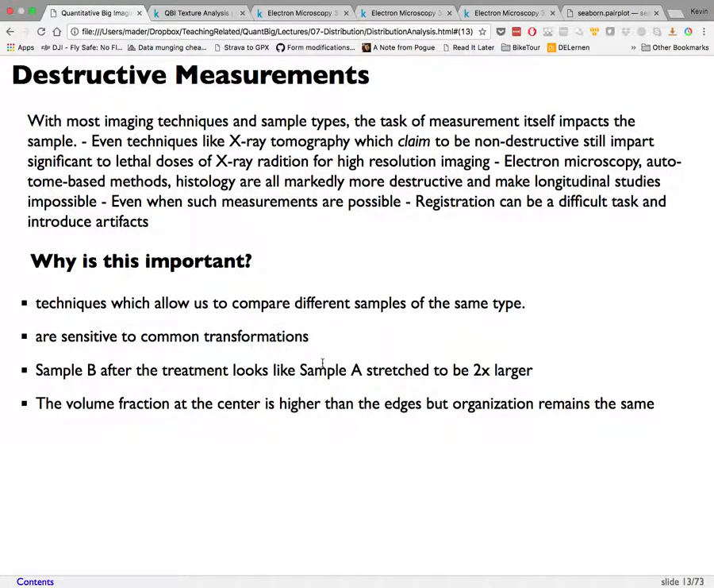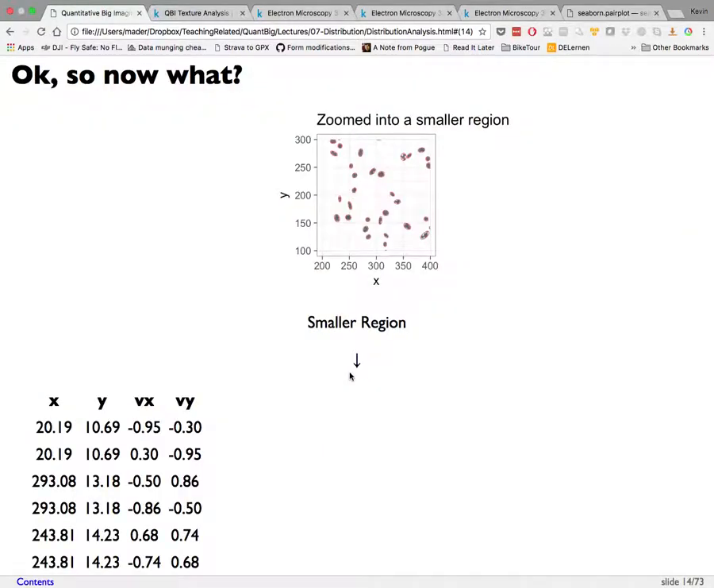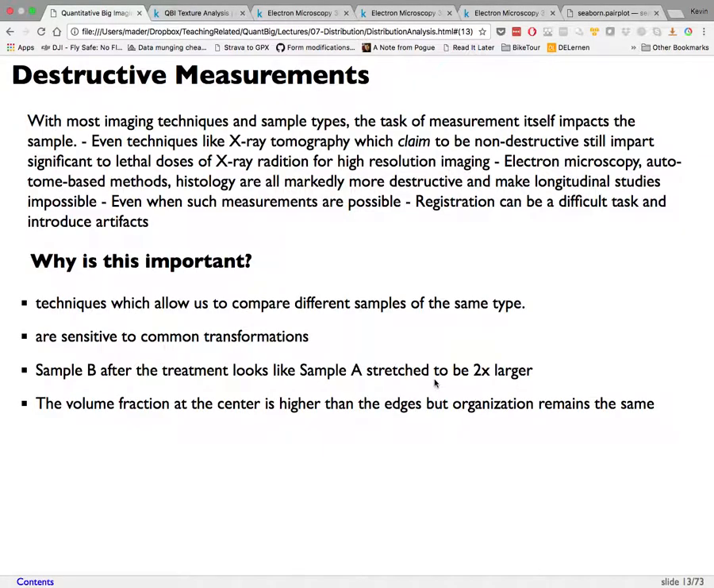And so what we want is a number of common transformations, and metrics that are able to actually measure well what happened in this transformation. What we would like to be able to say is that sample B after a certain treatment looks like sample A stretched to be 2 times larger.